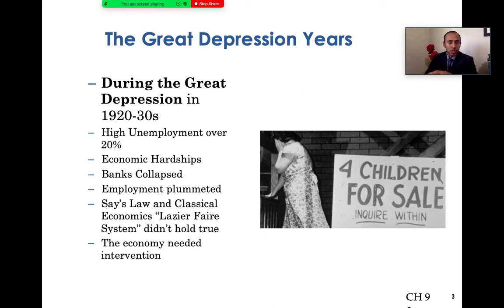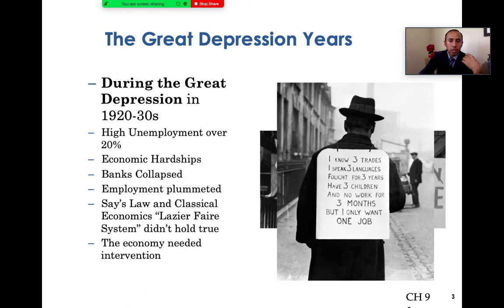Imagine now if this crisis lasted for 2 years. The full shutdown we had in April or May, shut down for 2 years. It created a lot of significant issues for many families. The economy needed some form of public policy intervention. So a lot of things were happening during the Depression years.